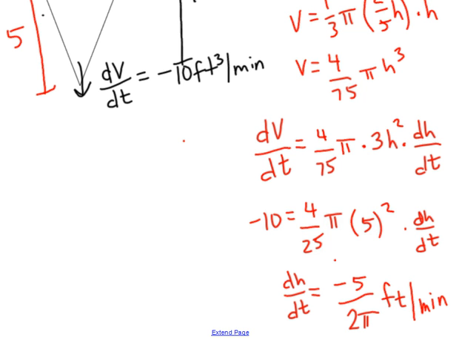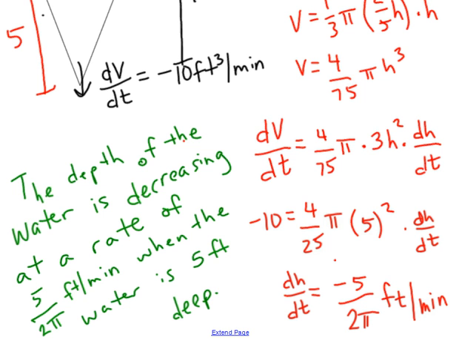Okay, and again, last thing that we want to do is to write our conclusion statement. So what I want you to do again is pause the video, write your conclusion statement, and then check back with me and see if you get roughly the same thing. Okay, so I have written: the depth of the water is decreasing at a rate of 5/2 pi feet per minute when the water is 5 feet deep.